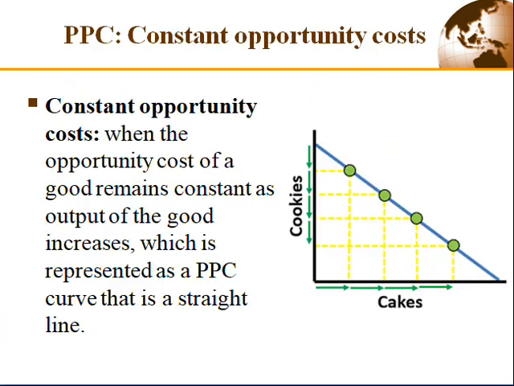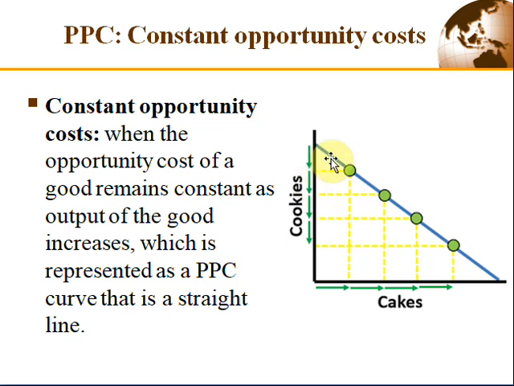All right? The other concept I need to explain to you is the concept of constant opportunity cost. Don't worry, it's not a very difficult issue. Constant opportunity cost happens when the opportunity cost of a good remains constant. Remember what opportunity cost means? Something you forfeit for doing something. So when the opportunity cost of a good remains constant as the output of that good increases, which is actually represented by a straight line here.